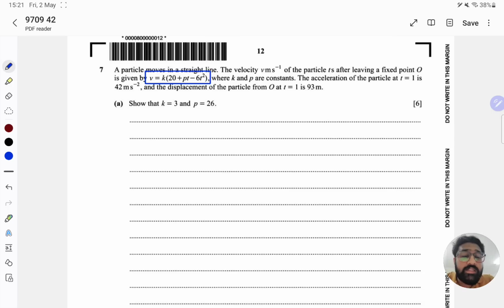Where k and p are constant, the acceleration of the particle at t equals 1 is 42 meters per second squared. So he says that when the time is 1, the acceleration is 42. And he says that the displacement of the particle from O, meaning the start, till the time 1 second, is 93. So in 1 second, the particle has covered a displacement of 93 meters. Show that the value of k is 3 and the value of p is 26.